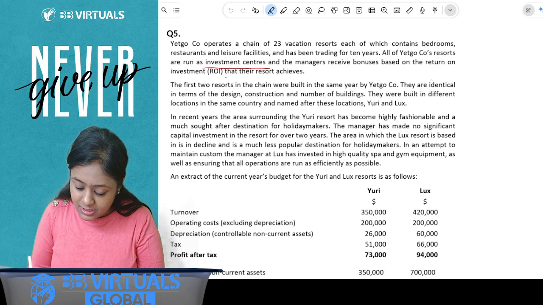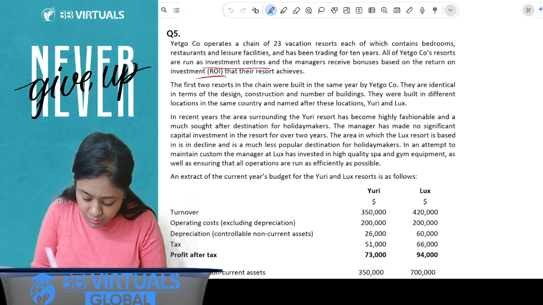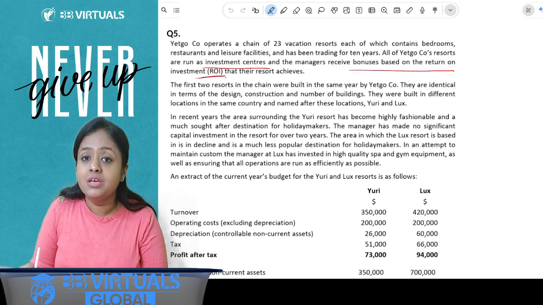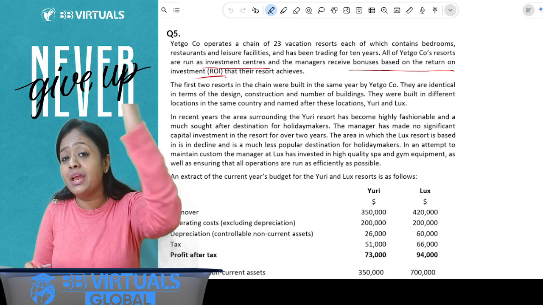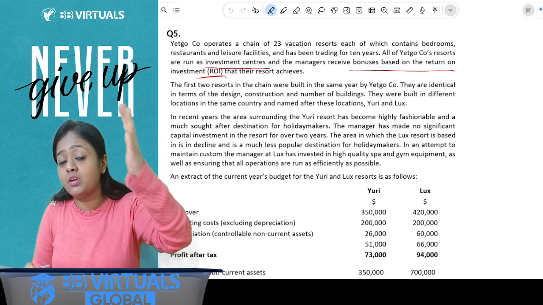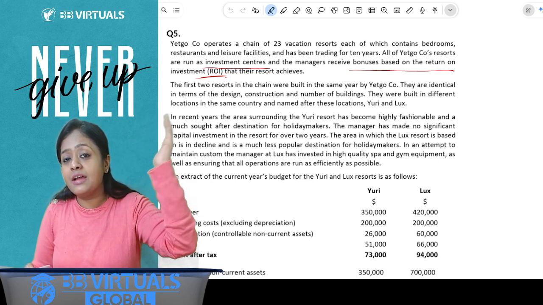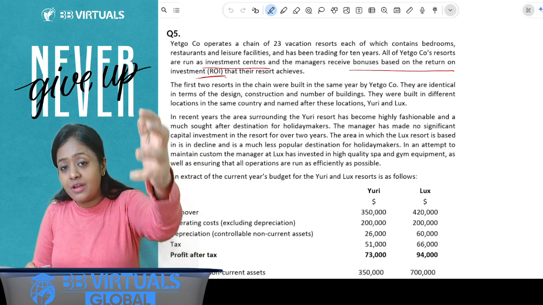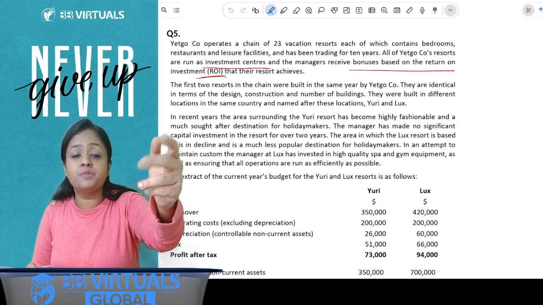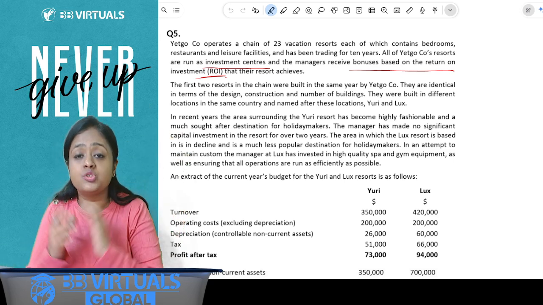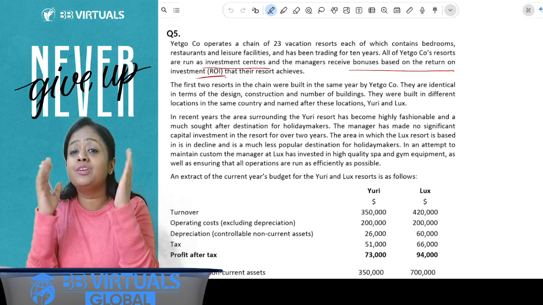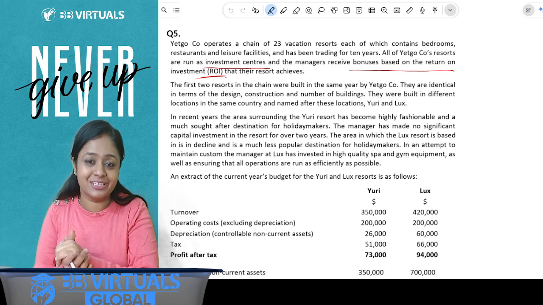Managers receive bonuses based on the return on investment. So it is a negative point, right? Because managers receive bonuses. Remember the negative points that we have read, like short-termism, manipulations, lack of goal congruence, lack of the long-term purposes to be met, a loss for the company as a whole. So all these pointers should come back to your mind because now you'll be using them here.